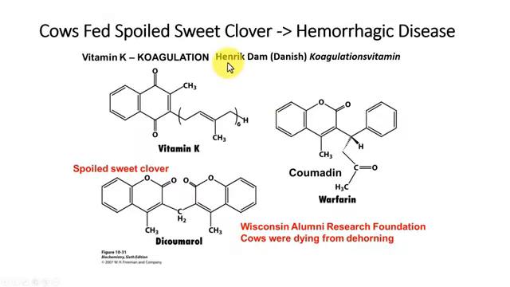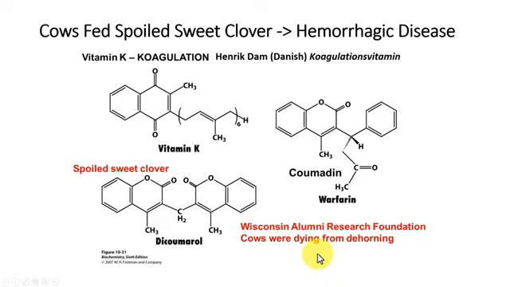Vitamin K was discovered by Henrik Dam, a Danish scientist, who termed it coagulation's vitamin, and he spelled it with a K because the Germans and the Scandinavians spell coagulation with a K. Here is the structure of vitamin K. Now, at the University of Wisconsin, the scientists there were asked to try to figure out why cows were dying when they were being dehorned. Wisconsin has a lot of dairy cattle, and so they dehorn them so they don't injure each other. And those cows were dying, and so they wanted to know why.